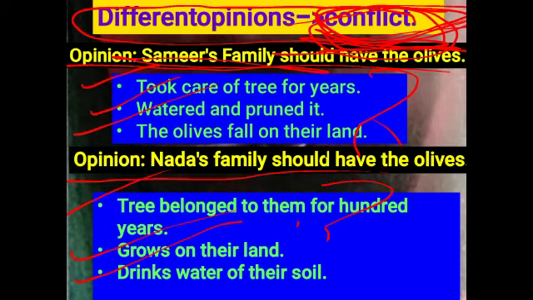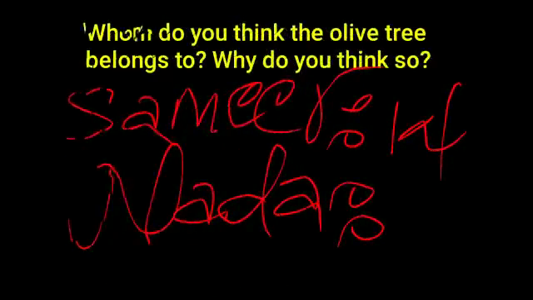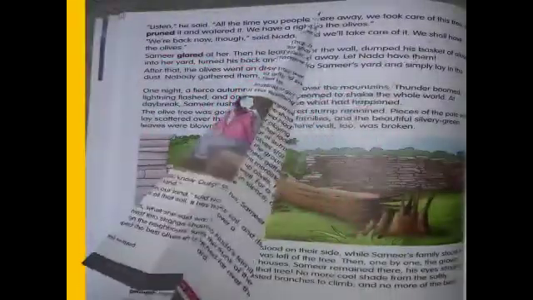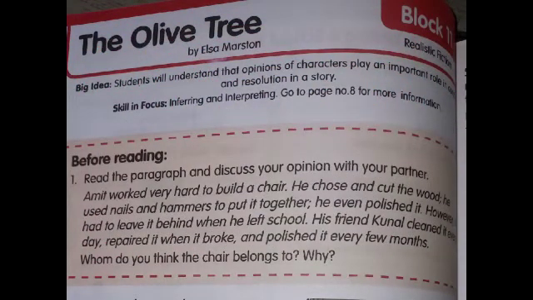At last I will say one thing. I think the tree belongs to Samir's family. Okay, because Samir has taken care of the tree for years. While Nada and her family were not around, Samir took care of it. They watered it, they pruned it, and they looked after the plant and made it a big one, right? We cannot say that the olives belong to Nada's family here, because they have already left their house. Samir's family has taken care of it, right?